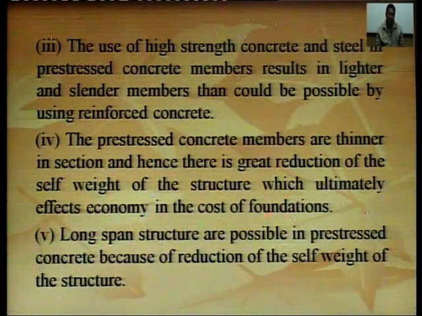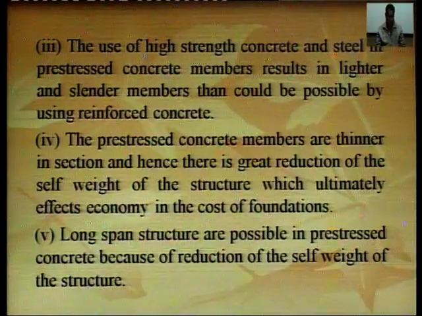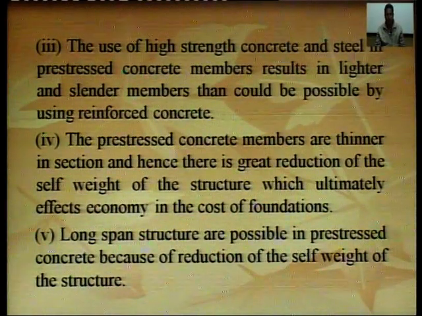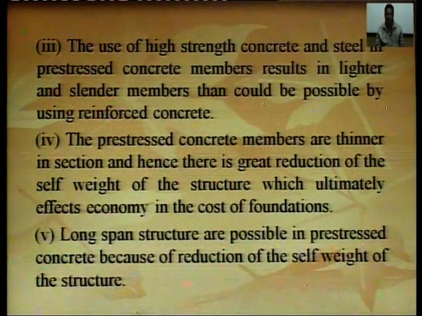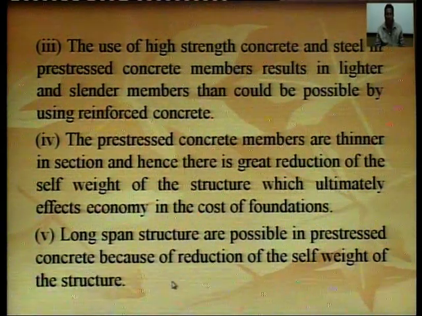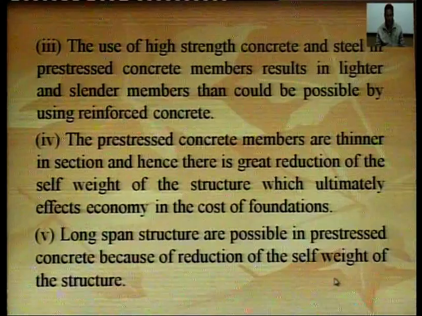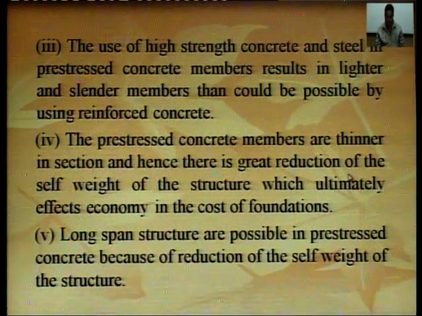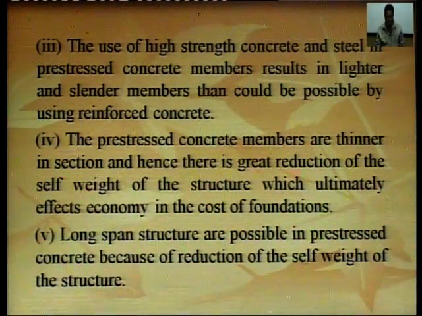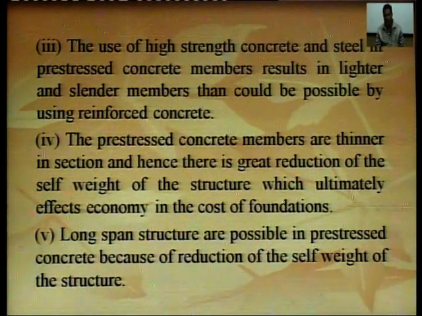Fifth advantage, long span structures are possible. Long span structures are possible in pre-stressed concrete because of reduction of self weight of the structure. Due to light weight, the pre-stressed concrete members are suitable for longer spans.